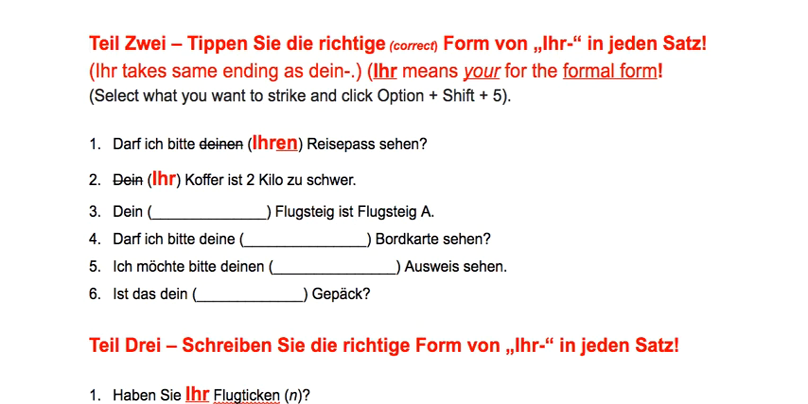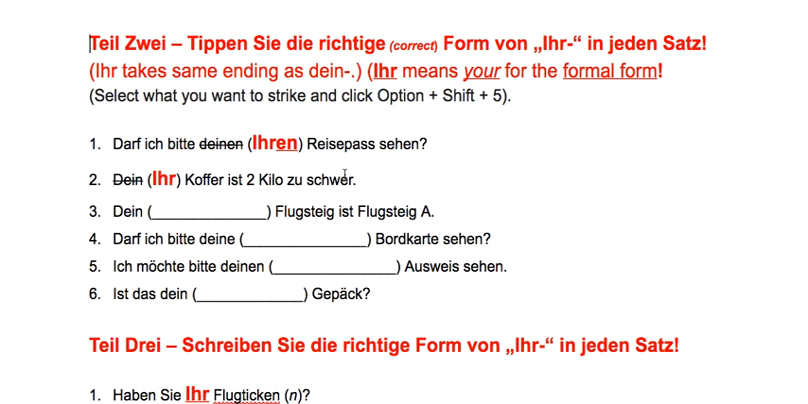Darf ich bitte deinen Reisepass sehen would be, may I see your passport? But if you're at the airport, they will say, darf ich bitte Ihren Reisepass sehen? Darf ich bitte Ihren Reisepass sehen? Number 2, Ihr Koffer ist 2 Kilo zu schwer. Ihr Koffer ist 2 Kilo zu schwer, which means your bag is 2 kilos too heavy. 2 kilos is roughly 4.4 pounds.